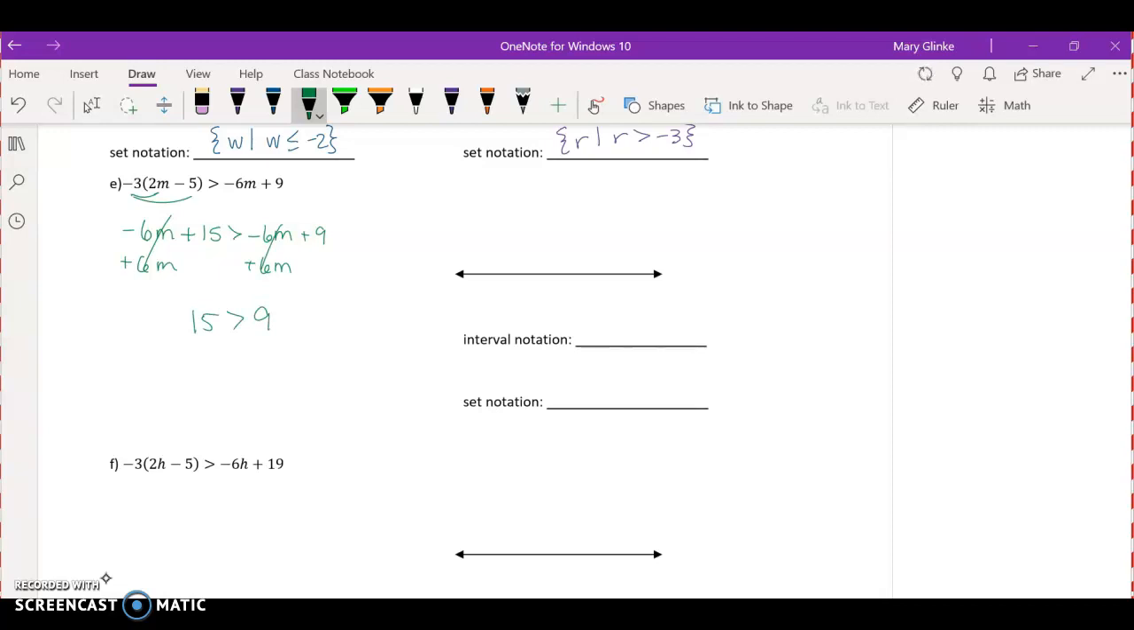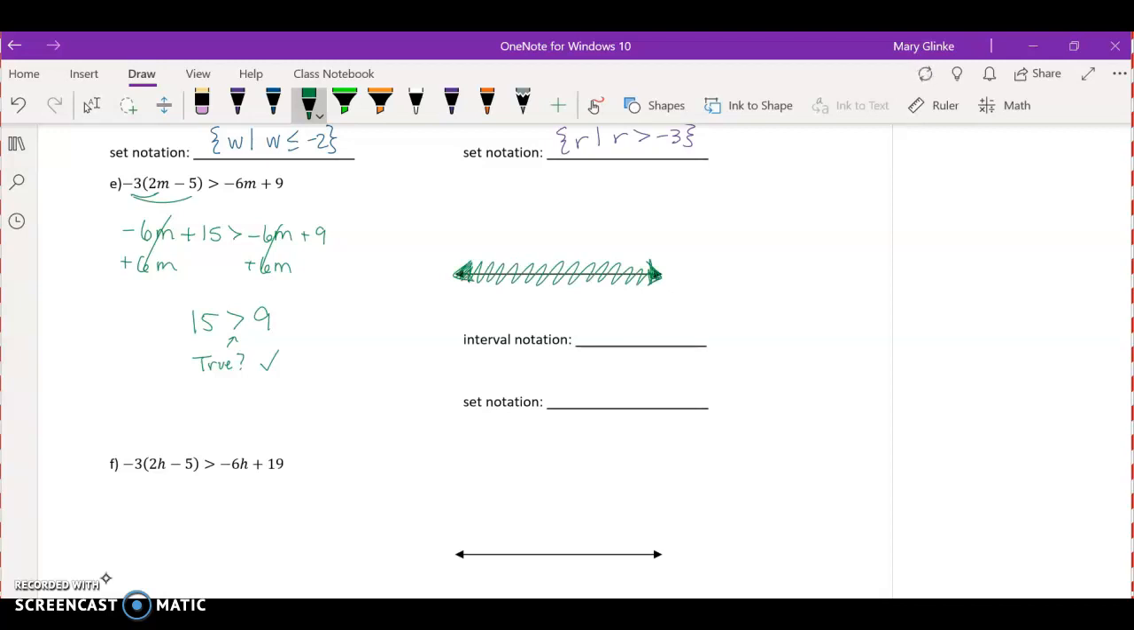15 is greater than 9. So if all of the variables cancel out, you have to ask yourself, is this inequality true? And in this case, we have 15 is bigger than 9. This is true. When that happens, that means every single number, when we plug it in, we're going to get a true inequality. So every single number on my number line is going to be a solution. This is the case where we're going to get infinitely many solutions.